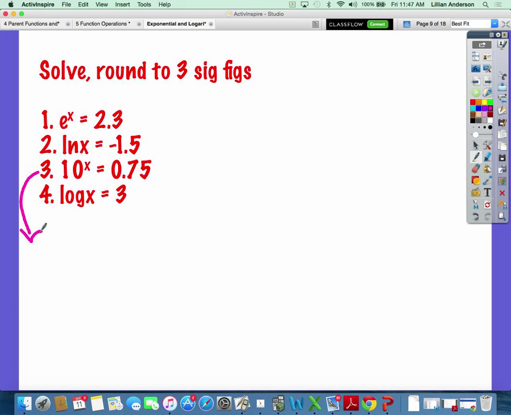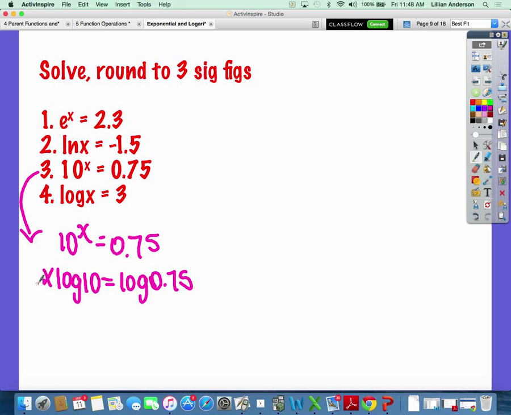Here you have 10 to the x equals 0.75. To get x out of the exponent, you have to take the log of both sides. When you take the log of both sides, that brings down the x in the front, so it's no longer in the exponent. And real quick, I don't have a base written here. Technically I have a base, it's just not written. What is the base? It is 10. So what's log base 10 of 10? 1. So this is basically the log of 0.75 that you'll type into your calculator and round to 3 significant figures.